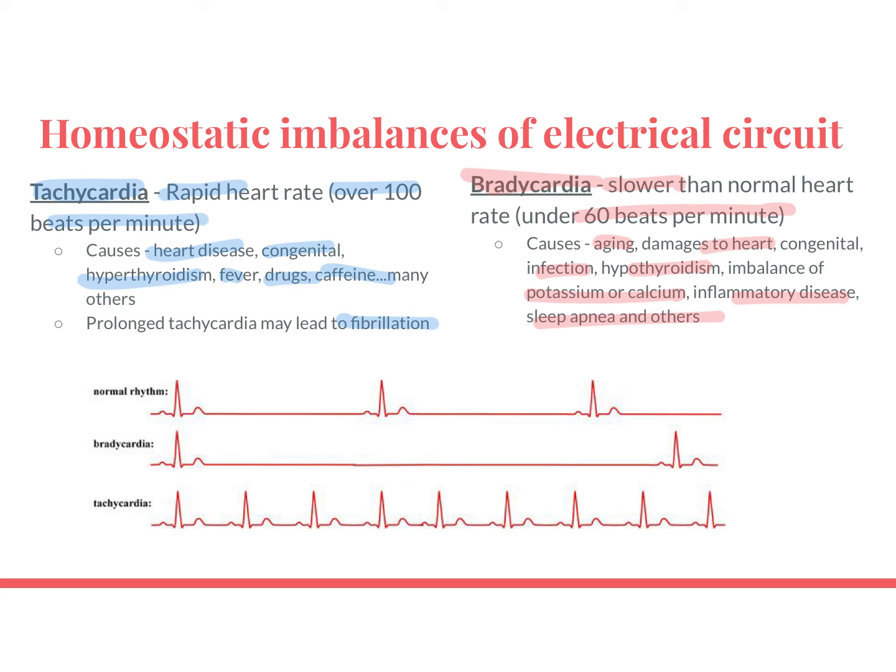So these are two different things. If you look at the images down at the bottom, you can see the difference. This is a normal rhythm heart. Okay, so you see 1, 2, 3 beats in this time period. Look at bradycardia, only much slower, and then tachycardia, lots of beats.